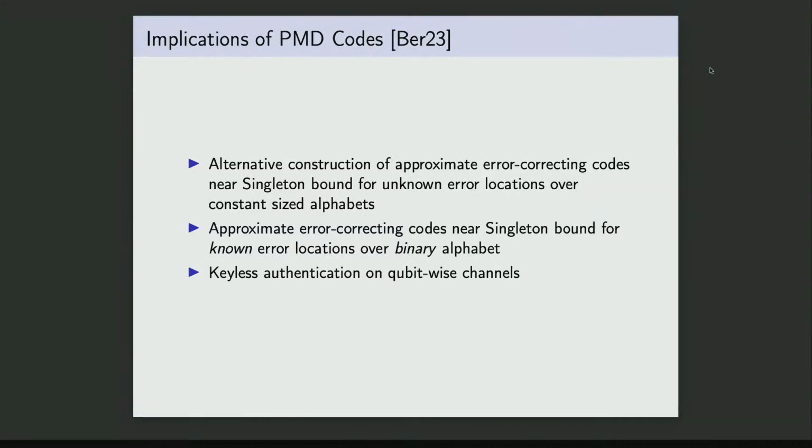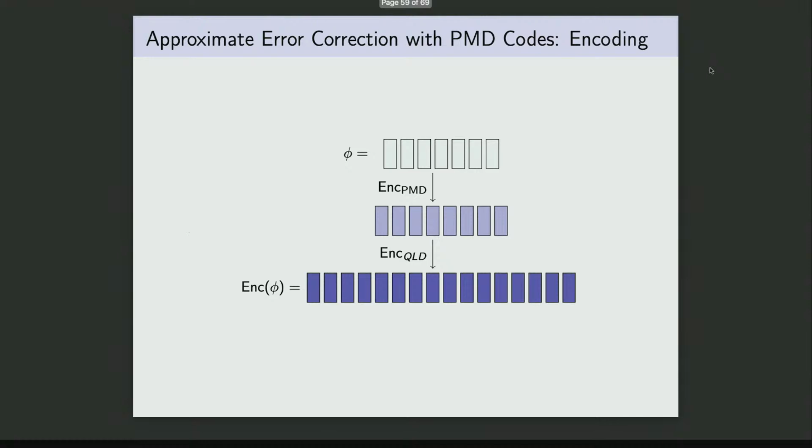So one implication is that using these PMD codes, you get approximate error correcting codes near the Singleton bound for known error locations over binary alphabets. There are also implications for keyless authentication on qubit-wise channels. I'll wrap up by briefly describing how these PMD codes fit into our construction. The encoding is almost the same, except we replace the PTC with a PMD. So we first encode in the PMD, and then the quantum list decodable code.